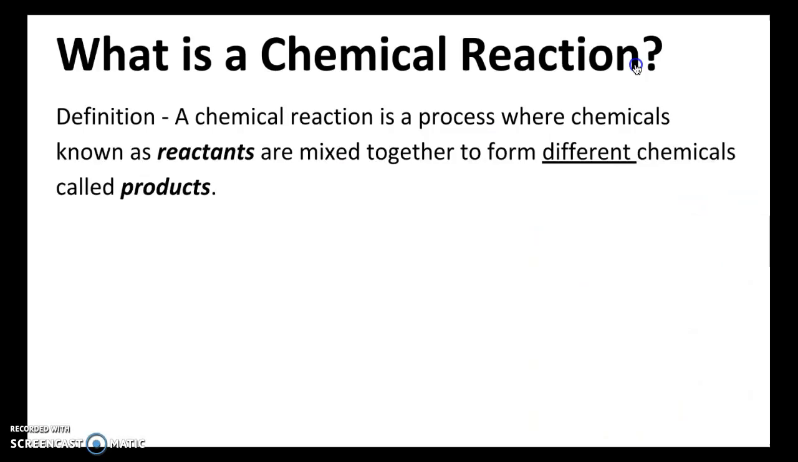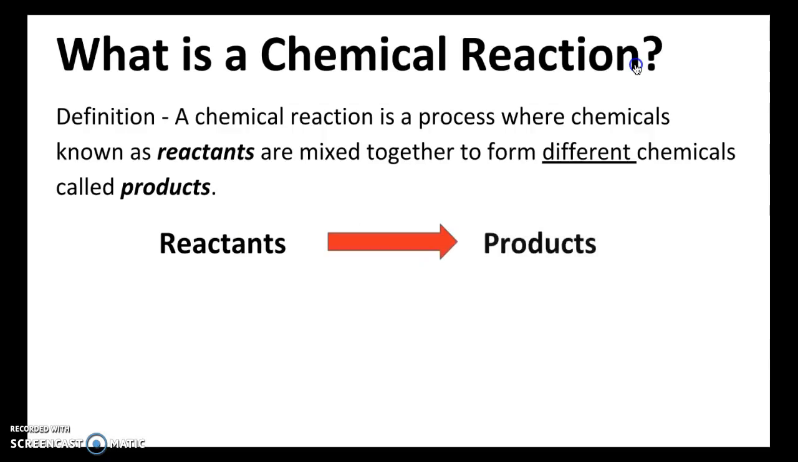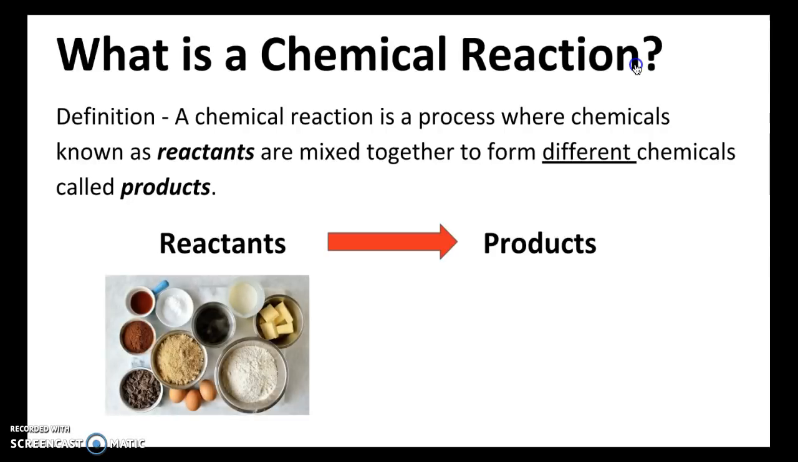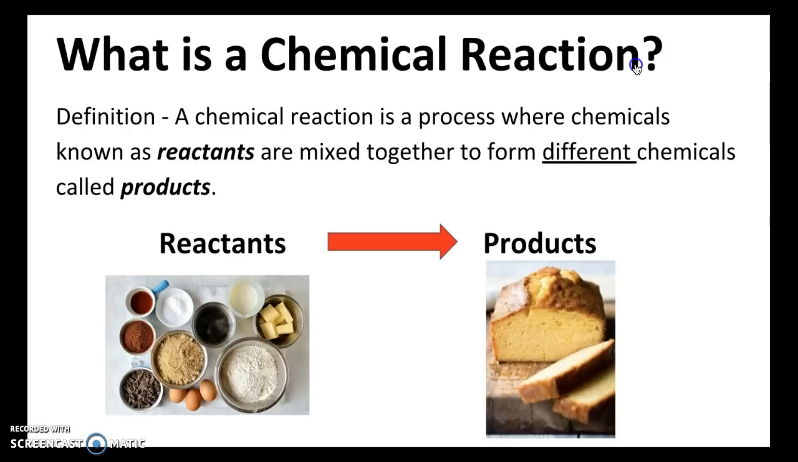So what is a chemical reaction? A chemical reaction essentially is a process where chemicals known as reactants are mixed together and form different chemicals called products. So you'll start off with a reactant and it undergoes some change, resulting in products. And a good example of that is when you cook or you bake. You can think of your reactants as the ingredients of a cake. You combine those together, add a little heat, and bam, your product, or the food that you make, would be the cake. And you can see here that what you start off with, your ingredients, is not exactly the same thing as the cake that you make.